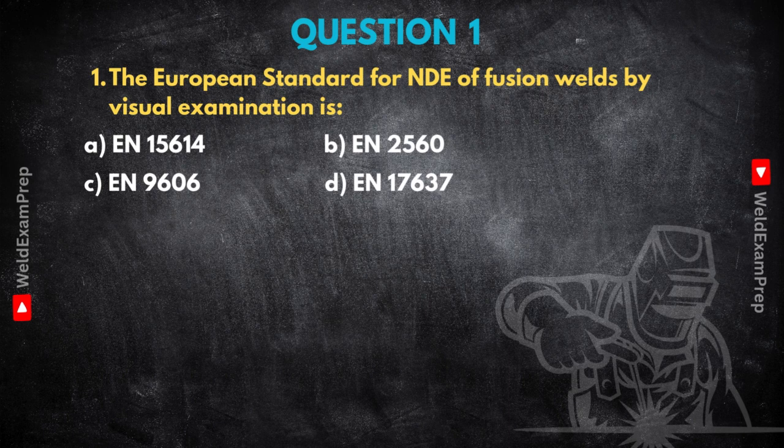Okay, so this is a critical piece of information for anyone stepping into a welding inspection role. Visual examination, VT, as it's often called, is not just the first NDE method used, it's often one of the most important. It's the inspector's eyes that catch so many potential issues right there at the source, and helps prevent bigger problems down the line. So for this specific question, the correct answer is D, EN 17637.